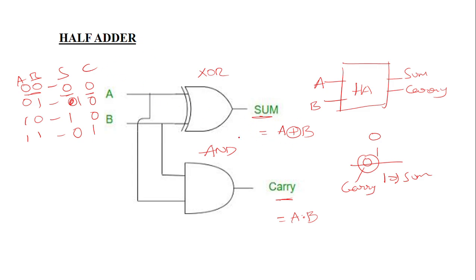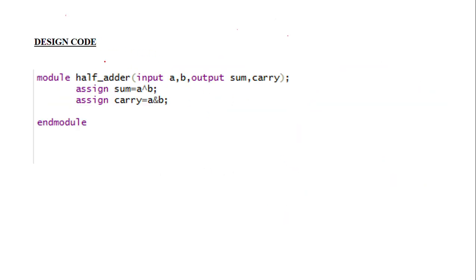Now how do you design the half adder using Verilog code, just look into that. This is our schematic. The sum formula is A XOR B and the carry is A into B. Just remember these two formulas, then it will be useful for our code design. So this is our design code for the half adder.